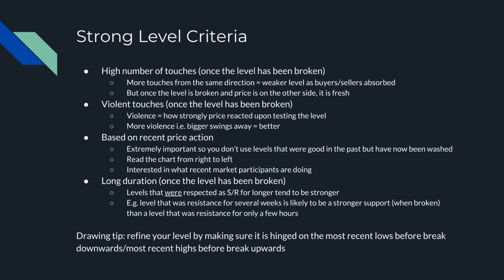And the last category is a strong level is one which has been in play for a long time, and again, once it's been broken. So if you have something that was resistance only for a few hours, once it's broken, we can't really expect it to hold as support, as well as, for example, something that was resistance for weeks and has finally been broken by price. And so a good level has all of these.